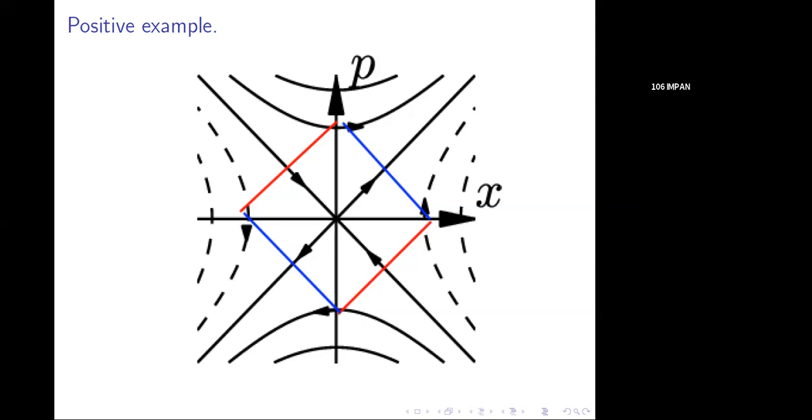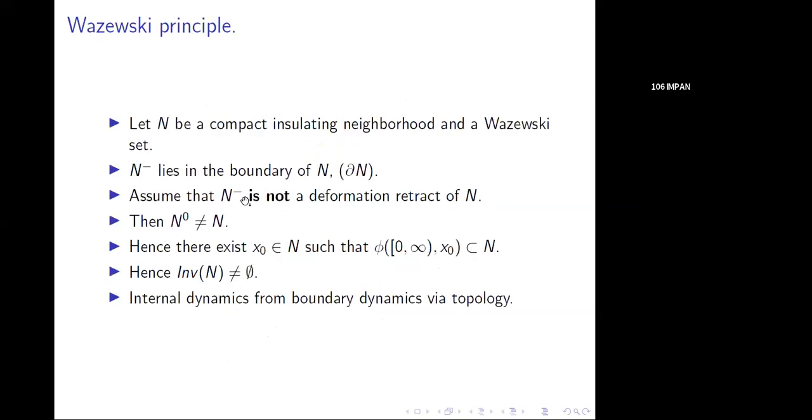So that's what I'm trying to say over here. That's exactly the situation when N minus is not a deformation retract of the whole set, and therefore I have a trajectory, at least one trajectory, that stays in N forever.